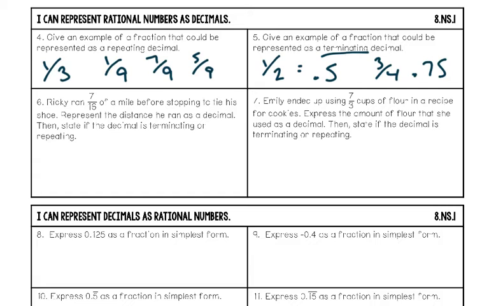Number 6 says Ricky ran 7/16 of a mile before stopping to tie his shoe. Represent the distance as a decimal. Then state if the decimal is terminating or repeating. I'm going to show you very quickly how to do this without a calculator. But if you had a calculator, you would just type in 7 divided by 16.